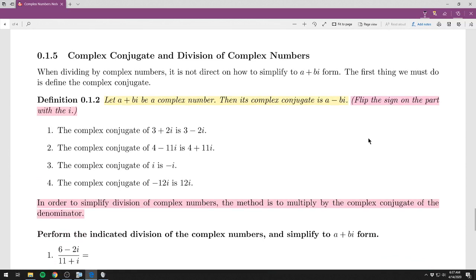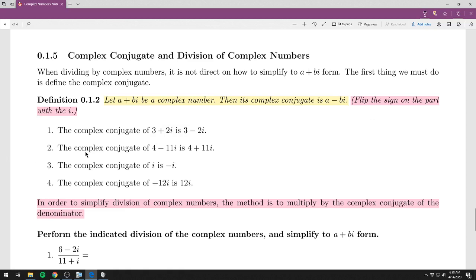Right, the last thing in this section is division of complex numbers. One of the main reasons we are going to talk about this is because of the complex conjugate, but it's also good to know how to actually divide complex numbers. So we'll start with a complex conjugate definition. So let a plus bi be a complex number, then its complex conjugate is a minus bi. You can think about this a few ways. The way I like to think about it is flipping or changing the sign on the part with i.